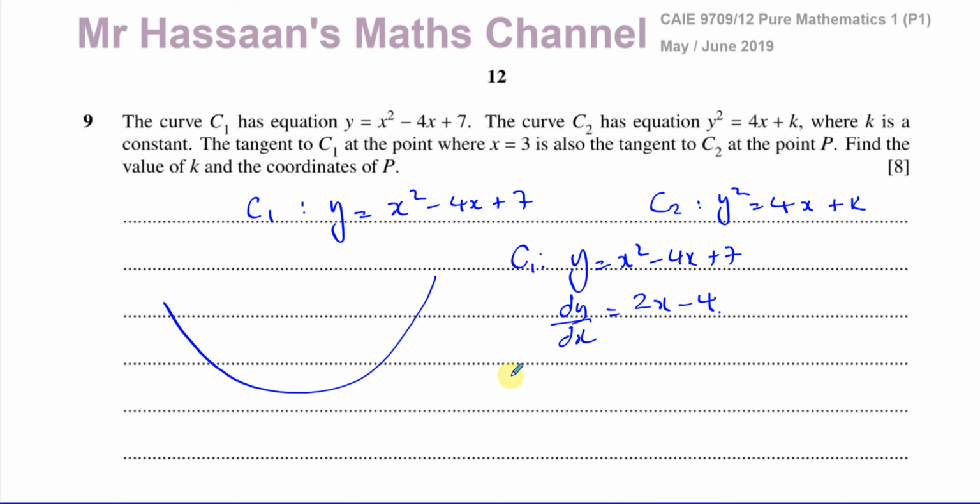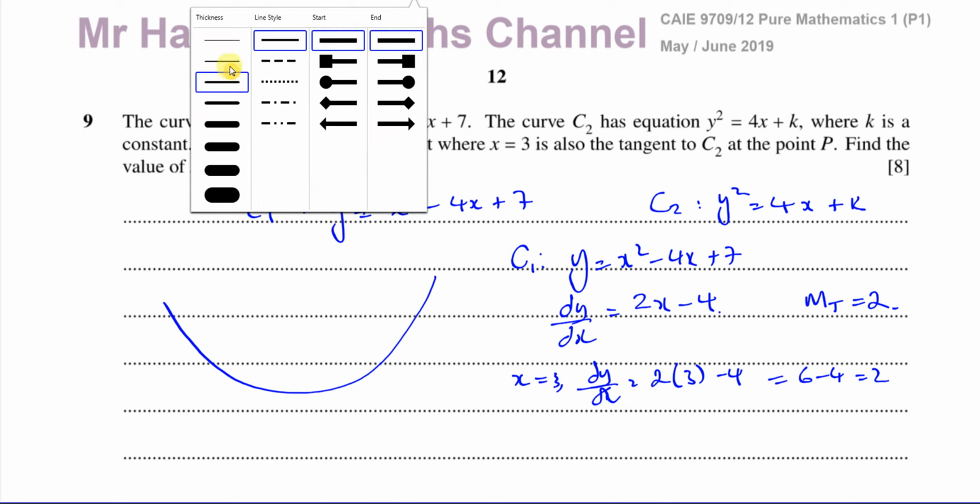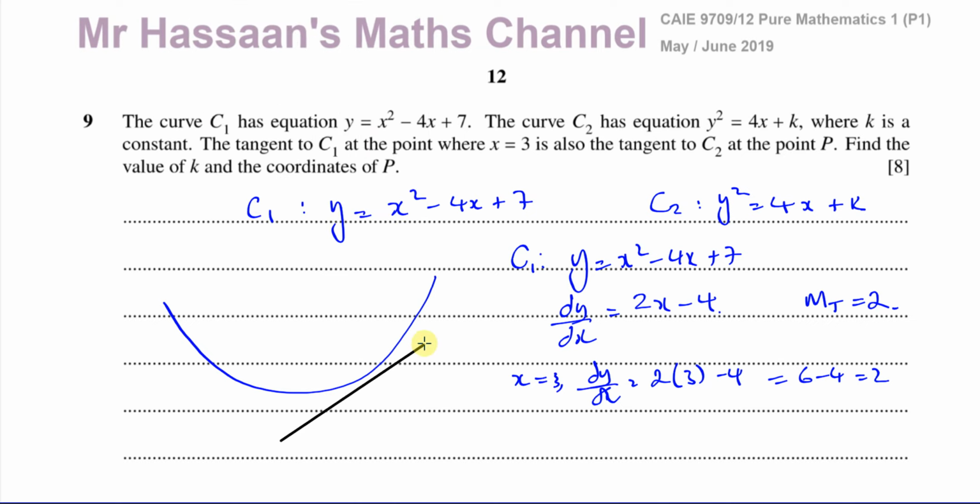So when x equals 3, the gradient of this curve is going to be 2 times 3 minus 4, which is 6 minus 4, which is 2. So the gradient of the tangent to the curve is equal to 2. It's going to have a positive gradient, so it's going to be something like this. Let's say this is x equals 3 at this point here. The tangent to the curve will touch the curve at this point, and it will have a gradient of 2.